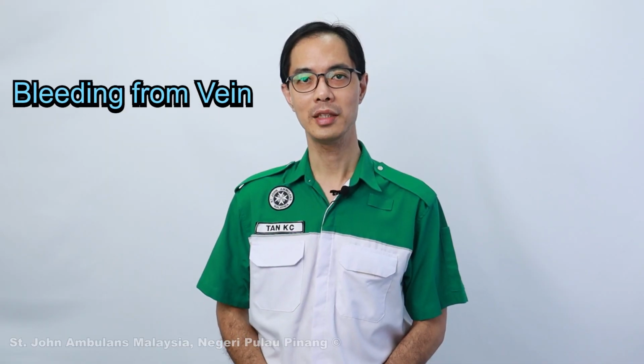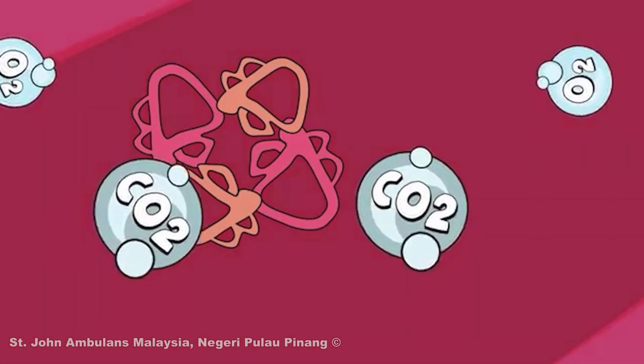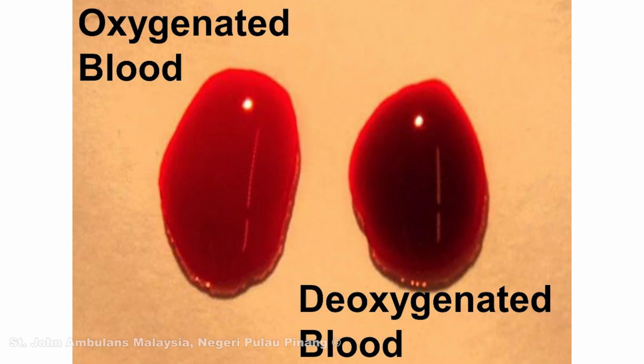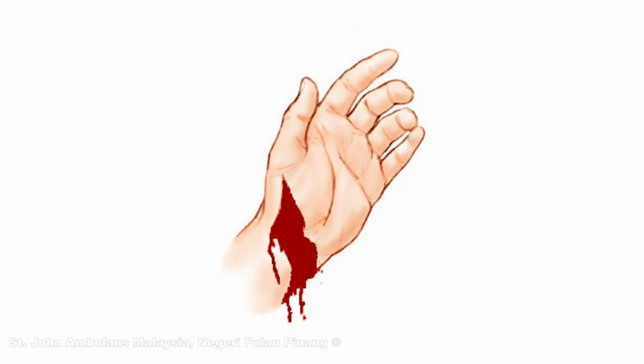If it is from a vein, it carries deoxygenated blood. Hence, the color of the blood is darker, less bright red compared to artery. Blood from a vein will normally ooze out from a wound and pool around the area.